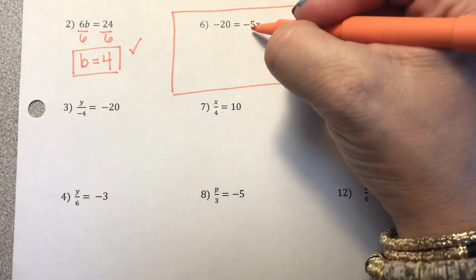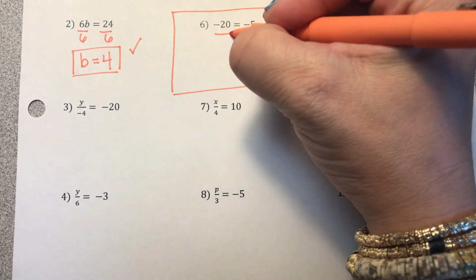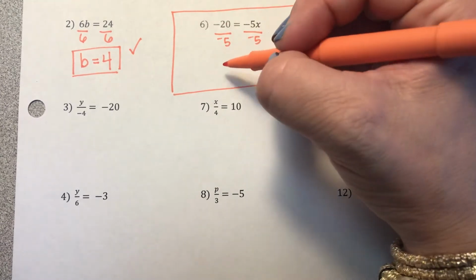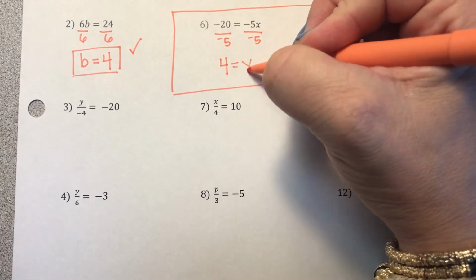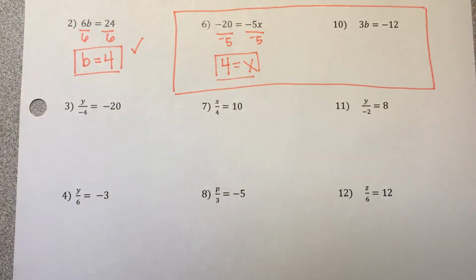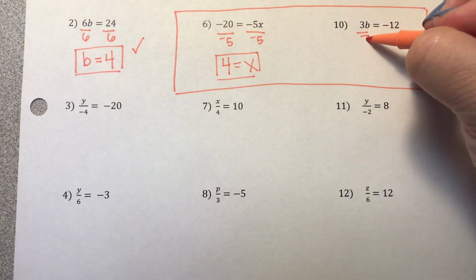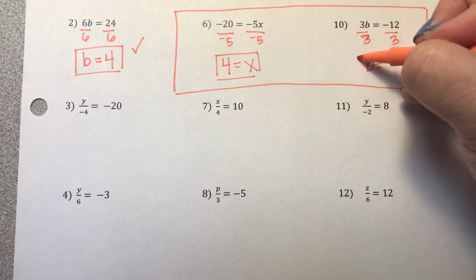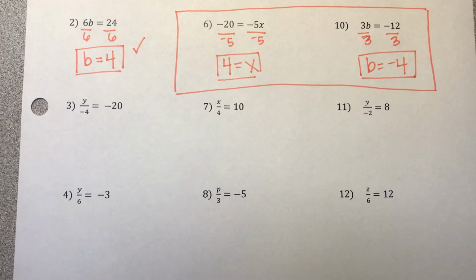Okay, so x is being multiplied by -5, so I'm going to divide by -5. -20 divided by -5 is 4. 4 equals x. On number 10, we're going to divide both sides by 3. So b would equal -4.